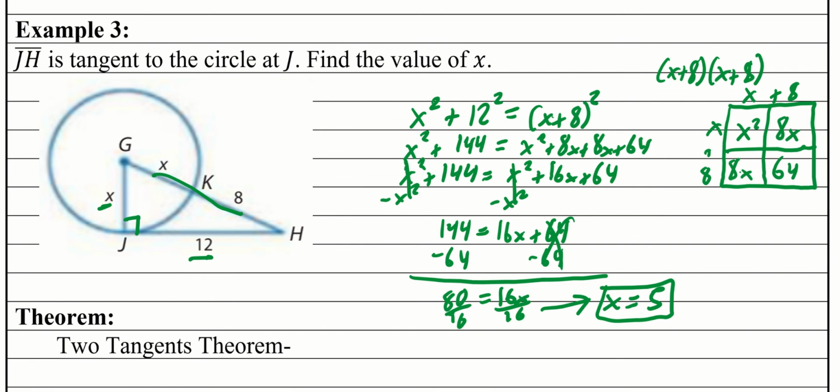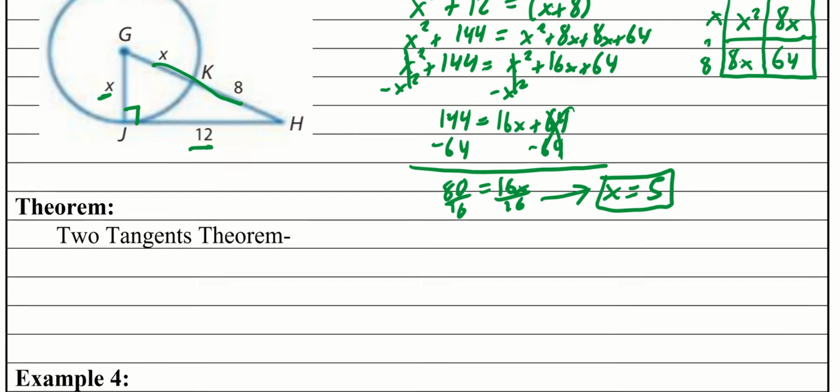Okay, so that is how we use tangent lines. And then one more thing that we have here as well, a similar kind of concept to what we talked about with intercepted arcs actually. It's not too bad. It's what we could call the two tangents theorem. And we can say this.